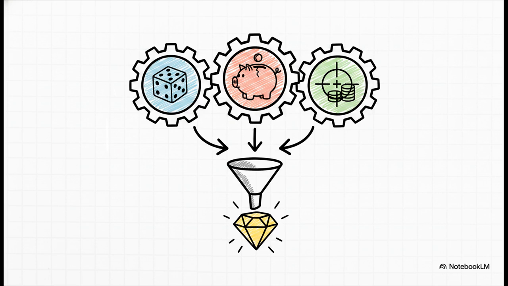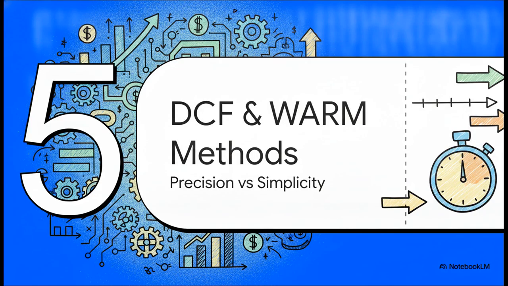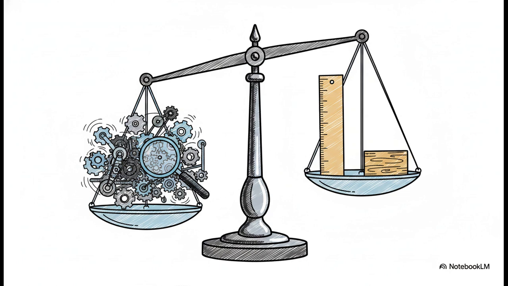All right, Section 5, the DCF and WARM methods, a tale of precision versus simplicity. Let's look at our last 2 tools side by side because they sit on literal opposite ends of the spectrum. The DCF method demands incredible precision and massive amounts of data to compare amortized cost to the present value of expected future cash flows. On the flip side, WARM prioritizes sheer simplicity. It just takes a basic annual loss rate and scales it by the portfolio's weighted average remaining life.